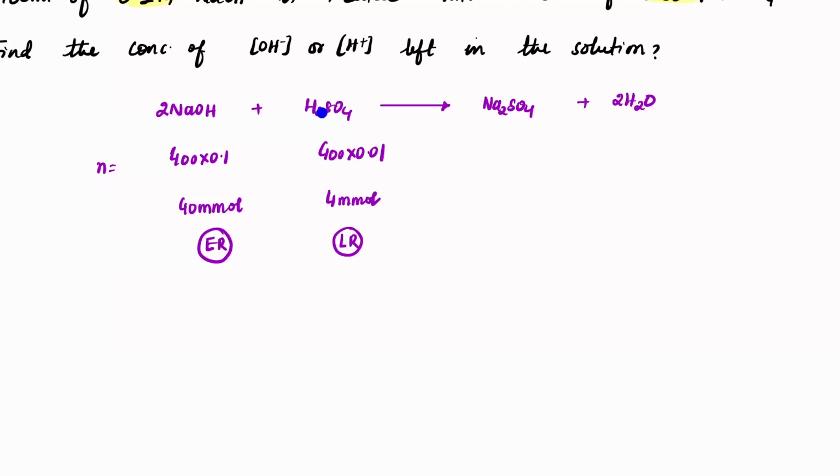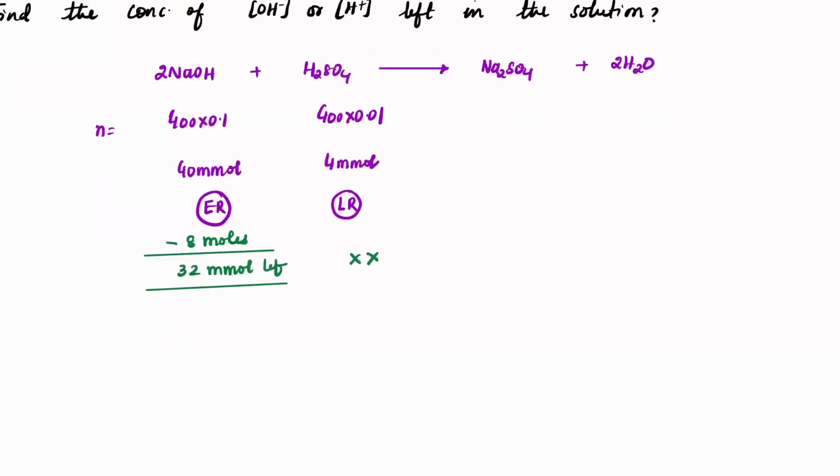Okay. So now notice this. Since it is 4 millimoles, for every 1 mole, if 2 moles are required, for 4 we just require 8. So just subtract that 8. So 8 millimoles have been used, and we will have 32 millimoles left. This will be the left amount, while nothing of H plus will be left over. And for every 1 mole, we'll get 1 mole of Na2SO4. So for 4 millimoles, you'll get 4 millimoles of Na2SO4 and 8 millimoles of water.